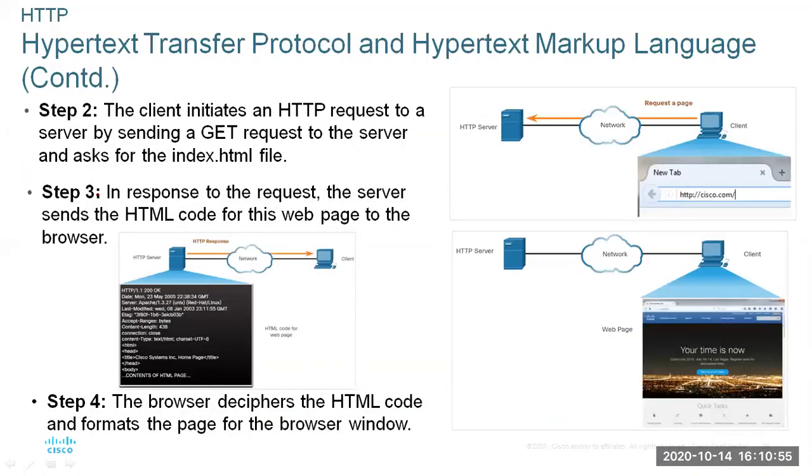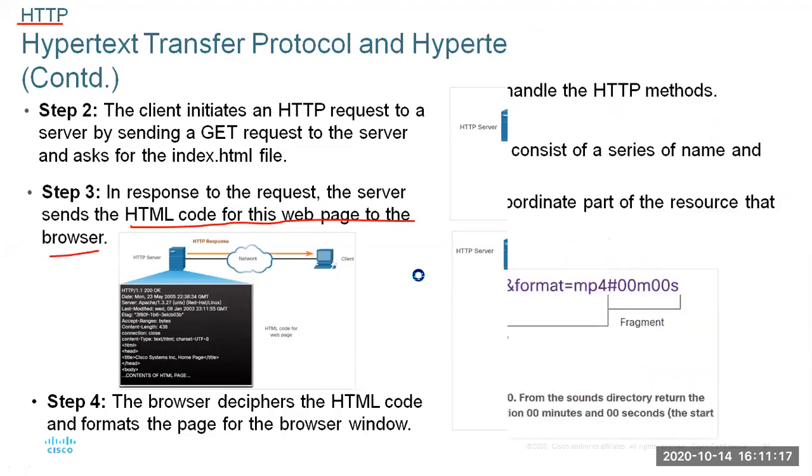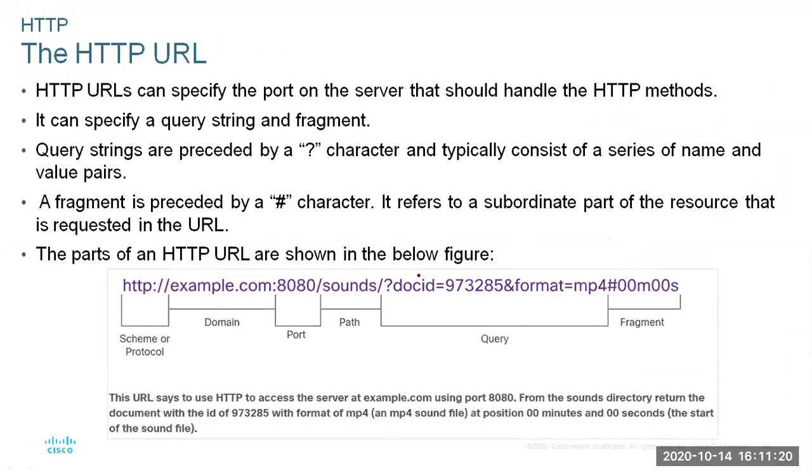So HTTP, which is the protocol, helps to read and translate that HTML code. In response to the request, the server sends the HTML code for this web page to the browser. So it's the browser that will now interpret it for us. HTTP URLs can specify the port. For instance, you can say port 8080. That means you are specifying the port that you want to access.